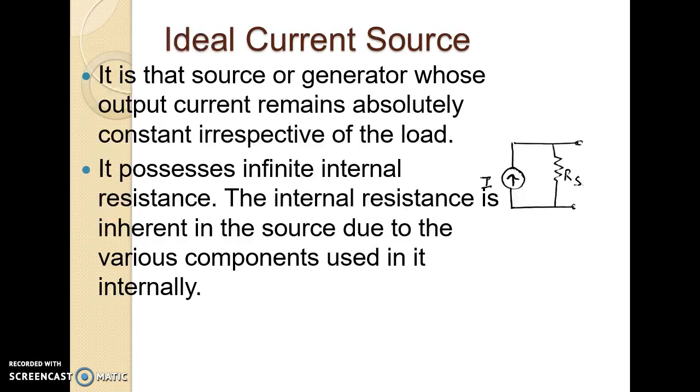Now let us analyze the ideal current source. The ideal current source is that source or generator whose output current remains absolutely constant irrespective of the load. It possesses infinite internal resistance.